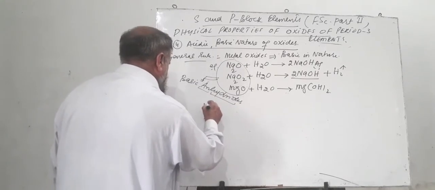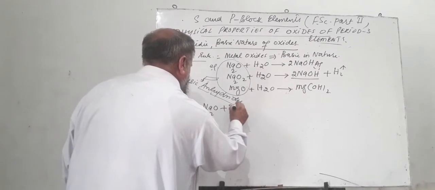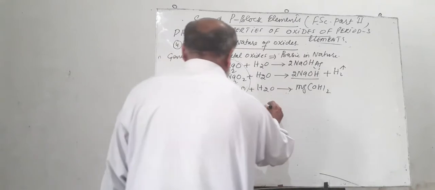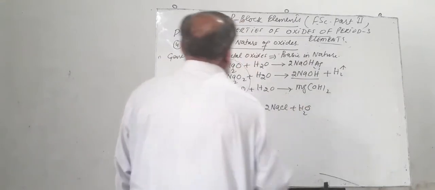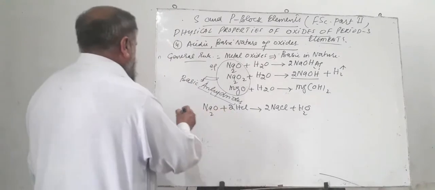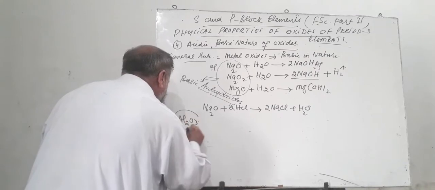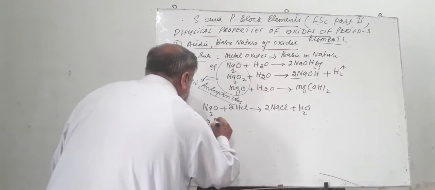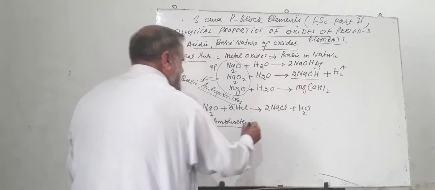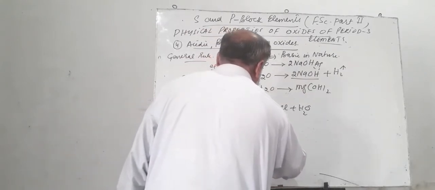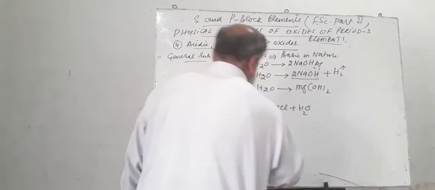For example, sodium oxide will react with 2HCl, hydrochloric acid, to produce sodium chloride, salt, plus water. Now we come to aluminium oxide. Aluminium oxide is amphoteric in nature. It means that it shows both the acidic property as well as the basic property.